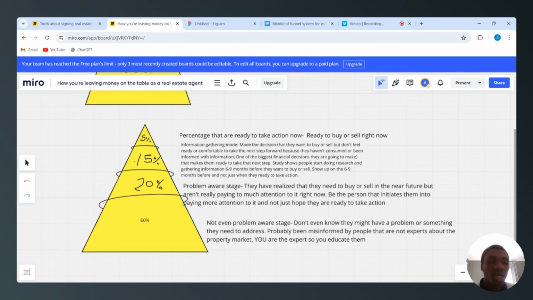Even if they have a specific timeline, say they're relocating six months from now and can't do it any sooner, when that six months comes, education is the reason why they're going to choose you. Education is the reason why they're going to feel more informed and more comfortable when the six months is up and they need to make the decision. They need to sell their home, they need to relocate. It's all education, guys.